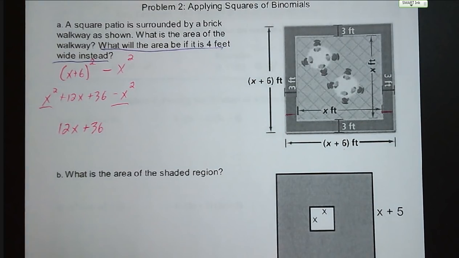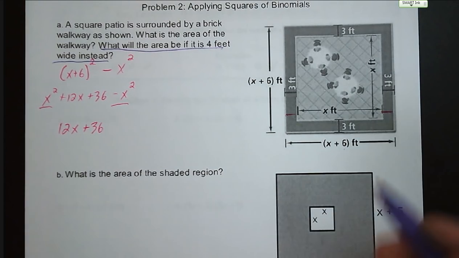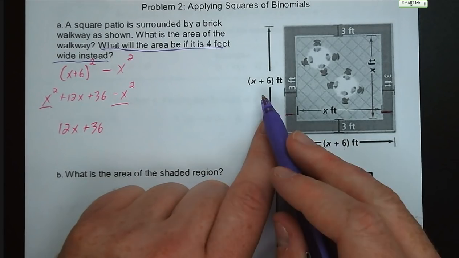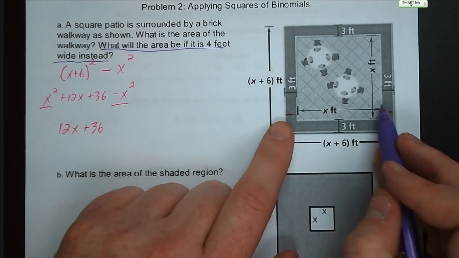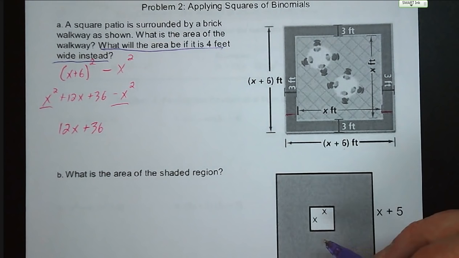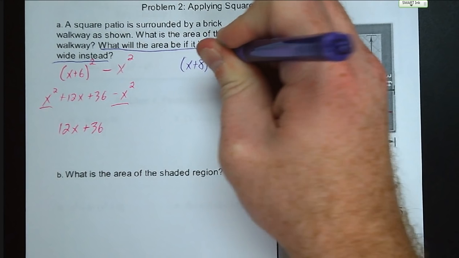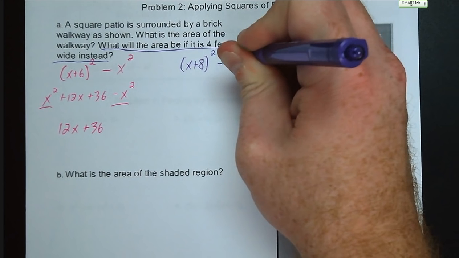Now, we were asked also, what will the area be if it's 4 feet wide instead of 3 feet wide? Well, where did that 3 go? We had 3 here, and it added up to 6. So if it's 4 feet wide instead, this will be 4, this will be 4, so that'll add up to 8. So we would have x plus 8, the quantity squared, minus x squared.